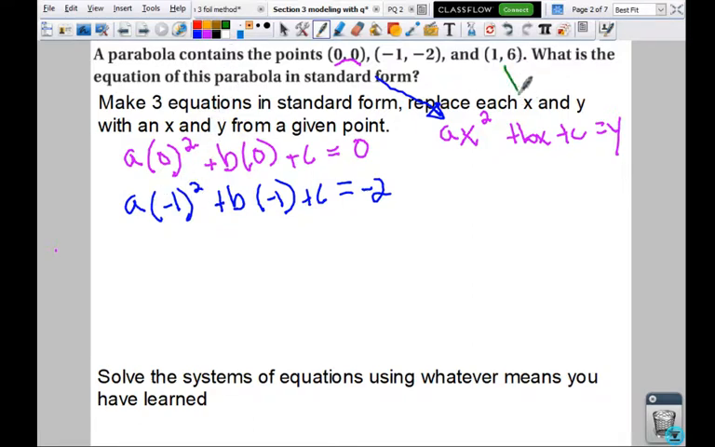So I've got to do this with my third one now: (1, 6). I'm going to plug 1 in for x, 6 in for y. I'm going to have a times 1 squared plus b times 1 plus c, and it's going to equal 6. So I'm going to make a matrix out of these three equations. So I'm going to have a big matrix here.